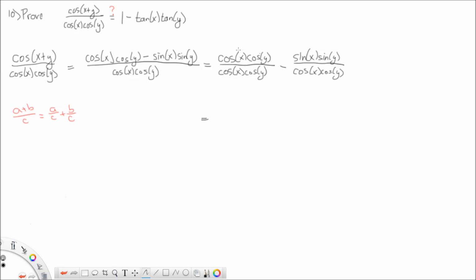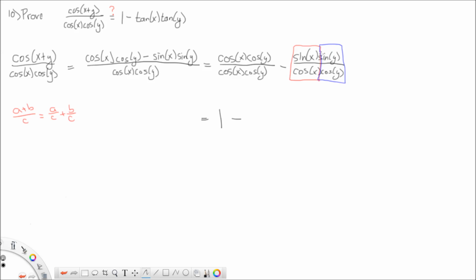Alright, now here on the left side of this minus sign, we have the exact same thing over itself, so that's just going to become a 1. Alright, we still have this minus sign. Alright, but now if we look at here, we have sine x times sine y over cosine x cosine y. We can group those two together like that. We can group, or at least think about it this way, group these two together like that.